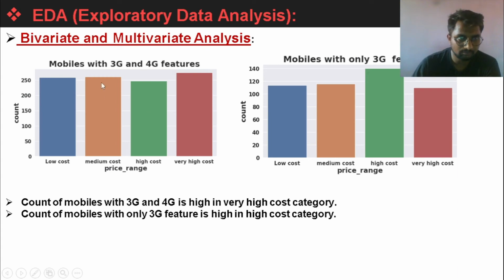So this is the count of mobiles with 3G and 4G features and mobiles with only 3G features. The count of mobiles with both 3G and 4G features is high in the very high cost category. This red candle we can see. The count of mobiles with only 3G features is high in the high cost category. Here we can see the high cost category green candle.